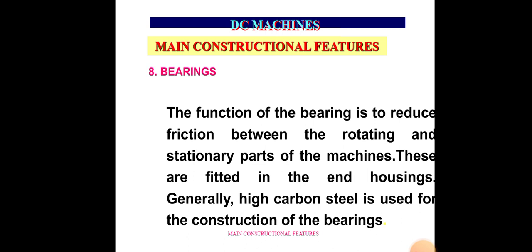Next one, bearings. The function of the bearing is to reduce the friction between the rotating and stationary parts of the machine. Those are fitted into the end housing. Generally, high carbon steel is used for the construction of bearings. Ball bearings are preferred for light machines. For heavy duty machines, we prefer roller bearings.